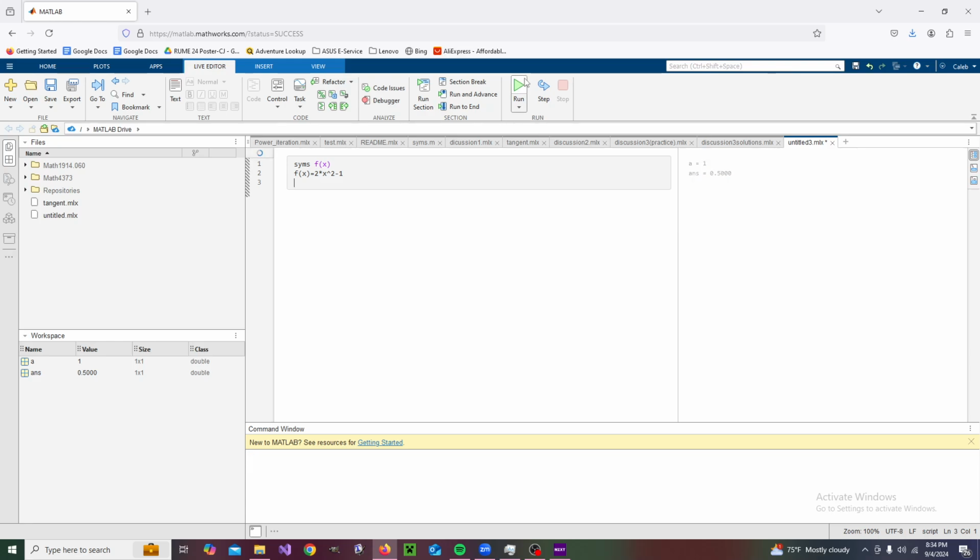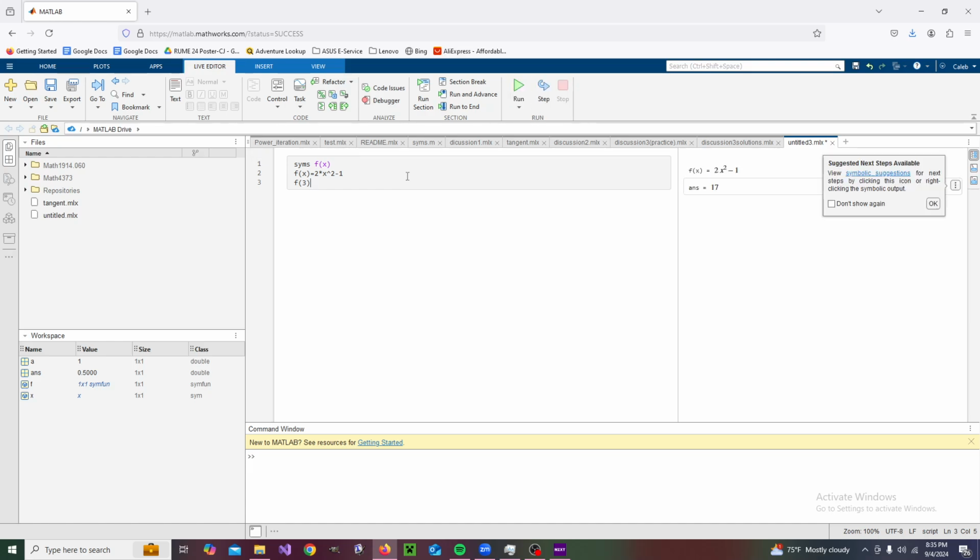So let me go ahead and hit run, and it will evaluate the code. And we can see here that it made the function, and it spit it out in even fancy typewriting, the symbolic function, f of x equals 2x squared minus 1. Okay, cool.